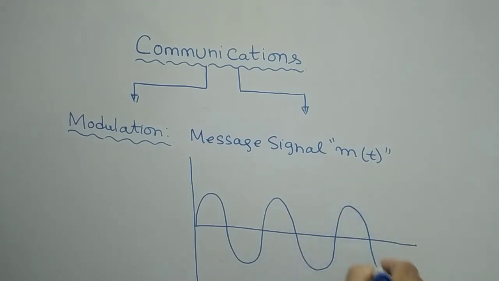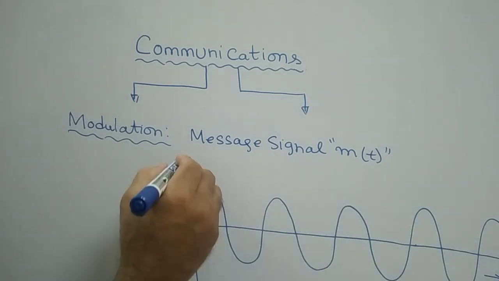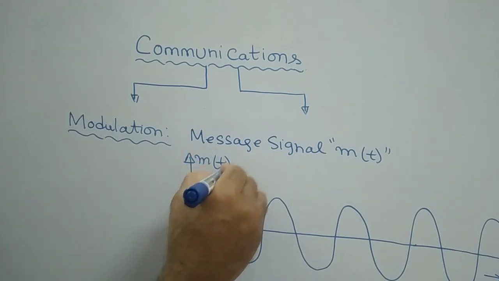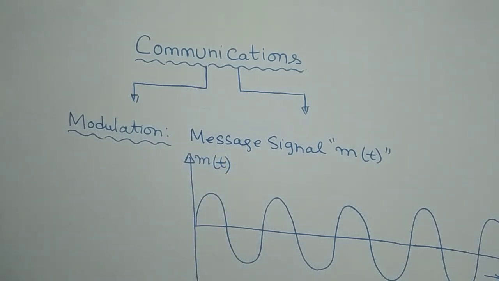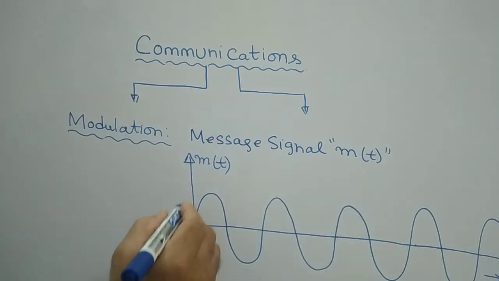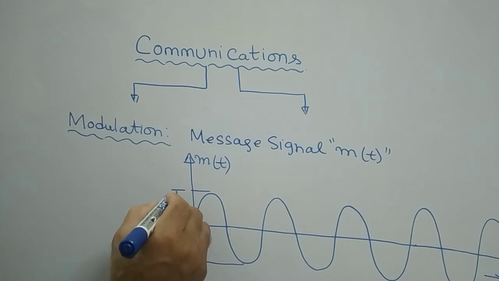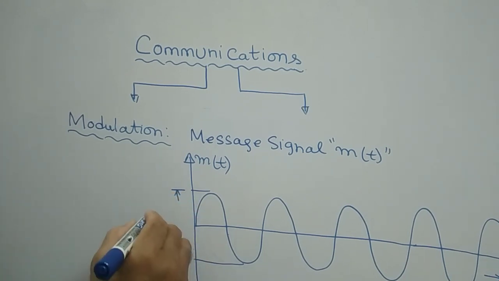It will go on like this. So the x-axis is time, and your y-axis is nothing but m of t, because it is amplitude. This is amplitude, right? So this is basically your message signal. This is the peak to peak amplitude, which you already know is called peak to peak amplitude.